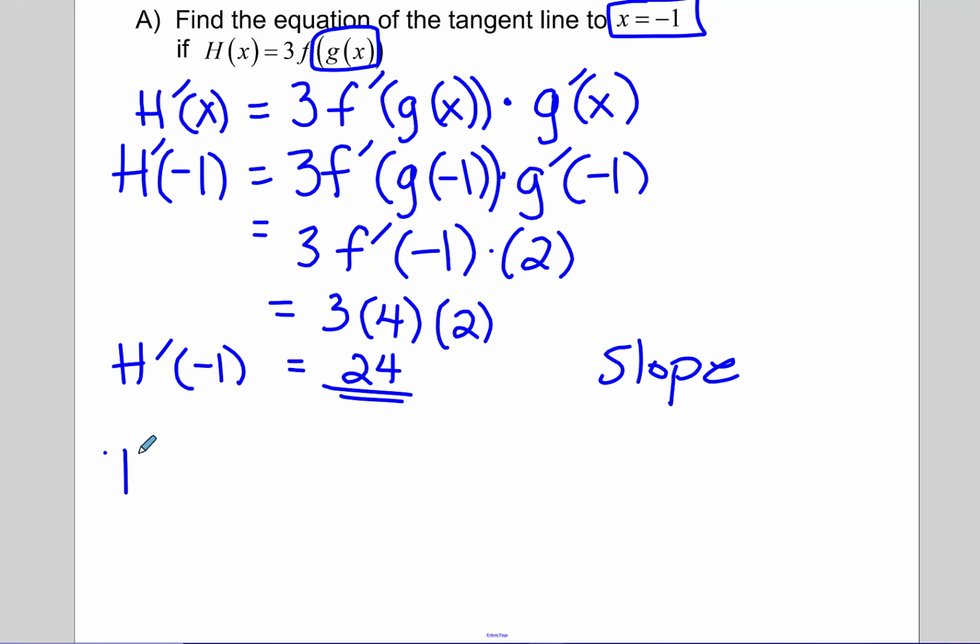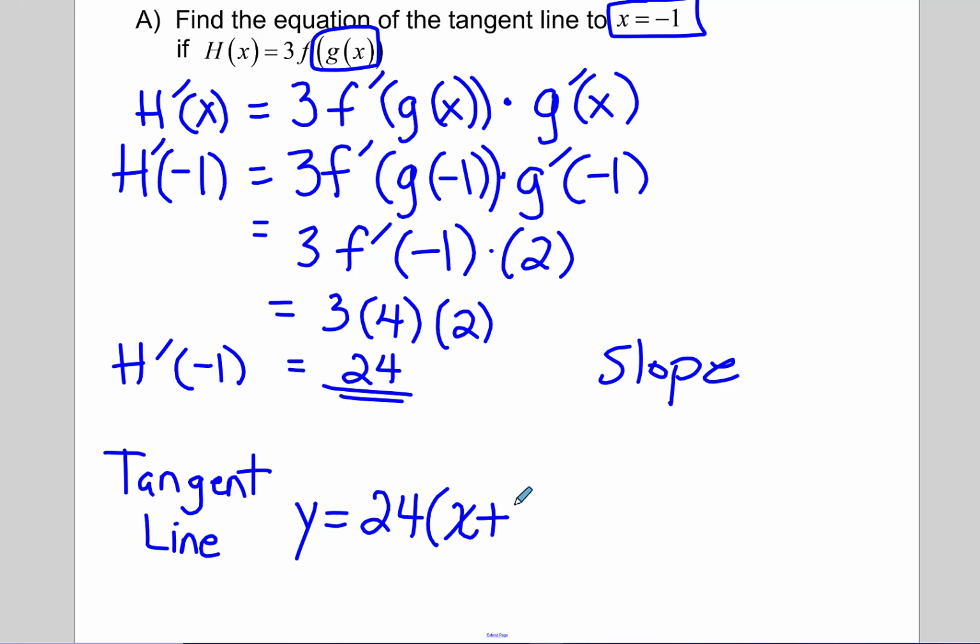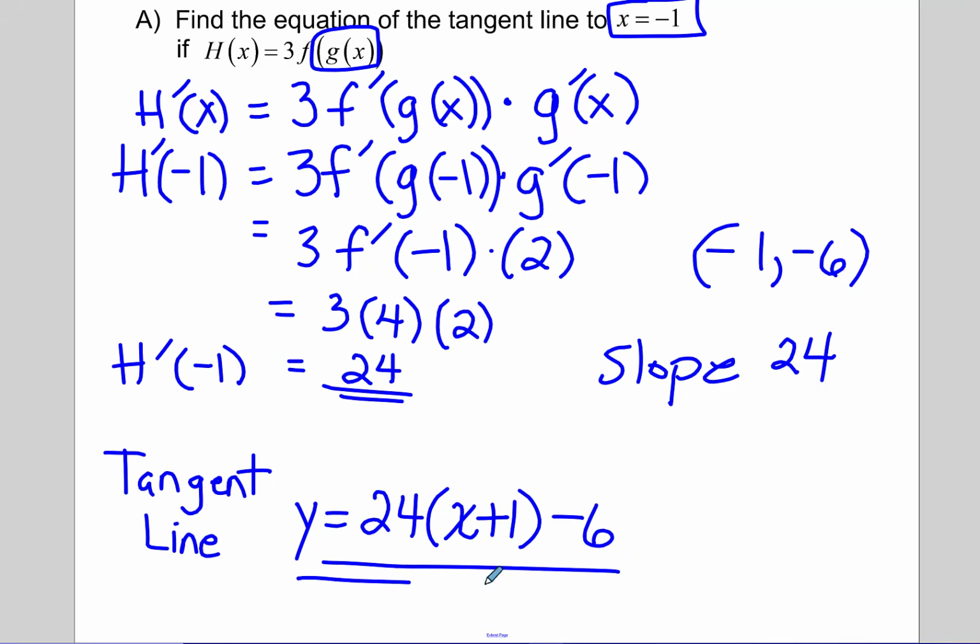So the tangent line, using point-slope form, is going to be y equals the slope times x minus the x value, that was -1, plus the y value, that was -6. So our slope was 24, and our ordered pair was -1, -6. You needed a point and a slope to write the equation for the tangent line.